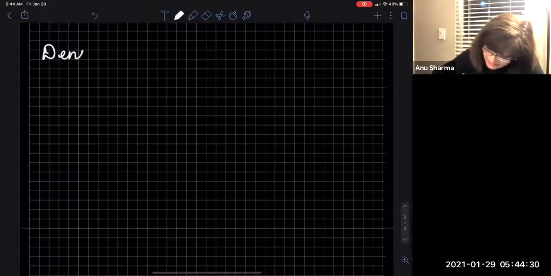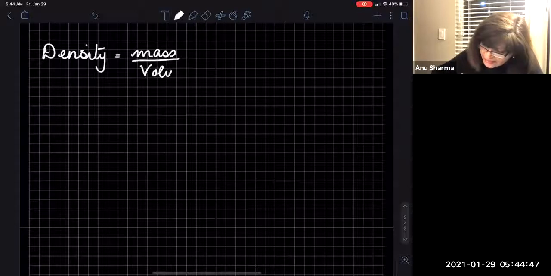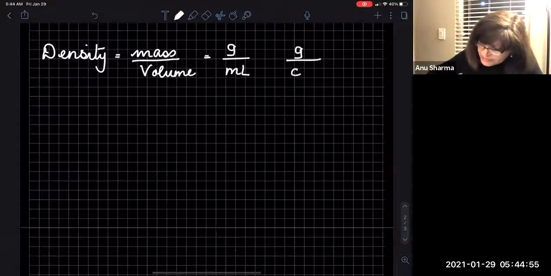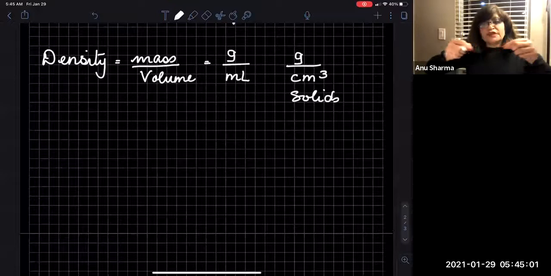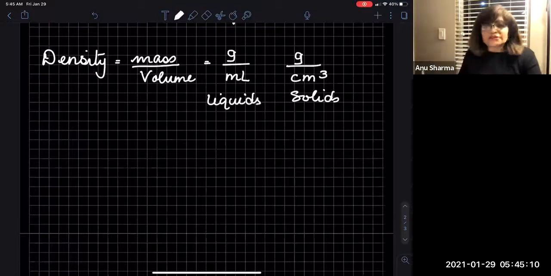Now, density is mass over volume. The mass is in grams and the volume is in milliliters, or the mass is in grams and the volume is in centimeter cube. Centimeter cube is used in the case of solids, because you can take a ruler and measure it. Milliliters is for liquids.